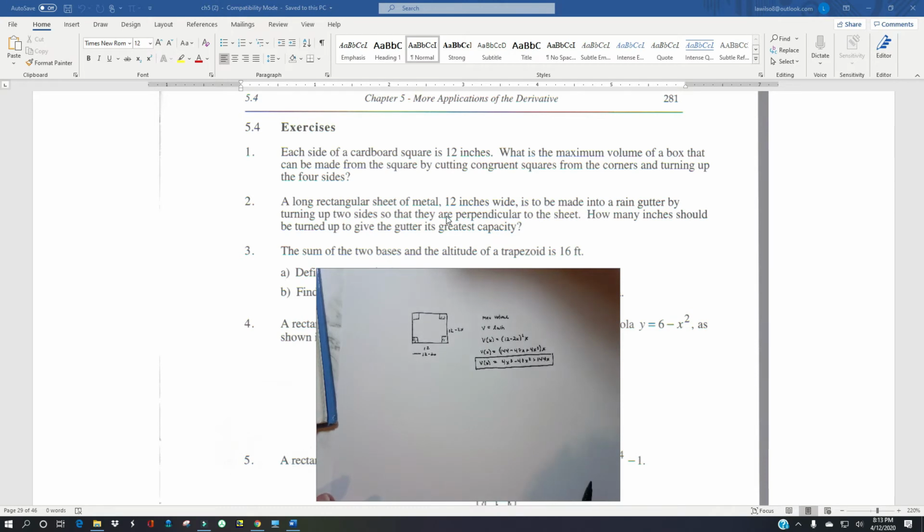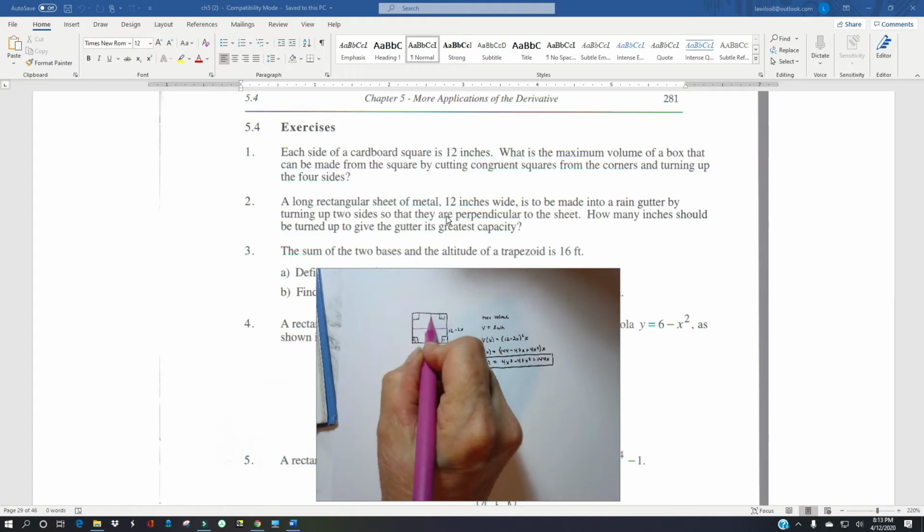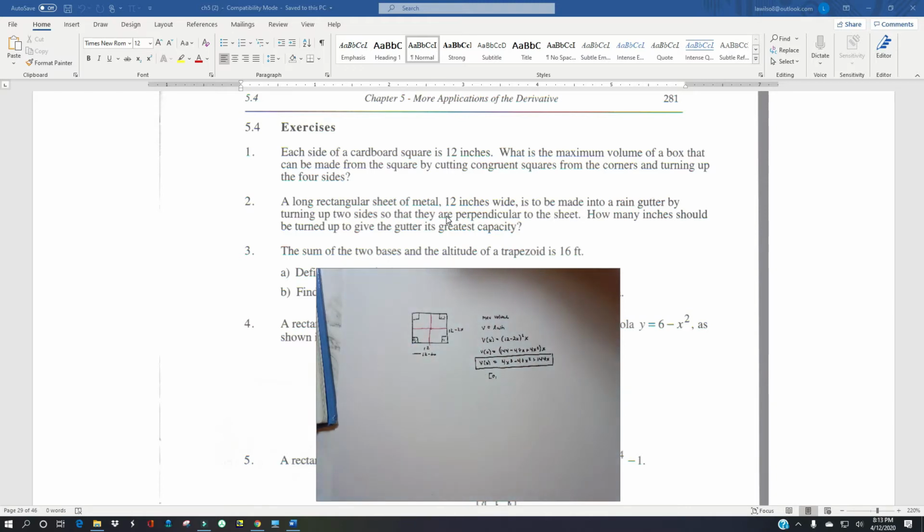Now I have to find my domain. Well, again, I could cut 0 squares out, so I'm not going to have any box. So I'm going to start with 0. And the nice thing about a square base is that since each side is 12, if I cut a 6 by 6 square out, I'm cutting all the paper, right? I'm not going to have any paper or cardboard left to make a box. So 6 is going to be the endpoint of that interval. So that's my domain.